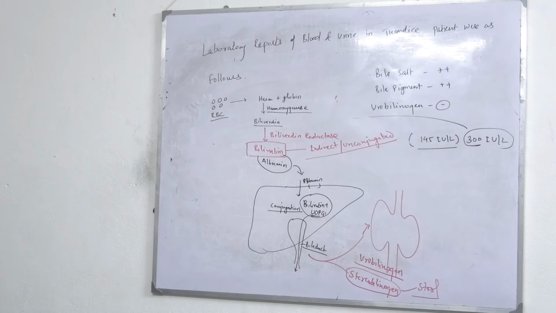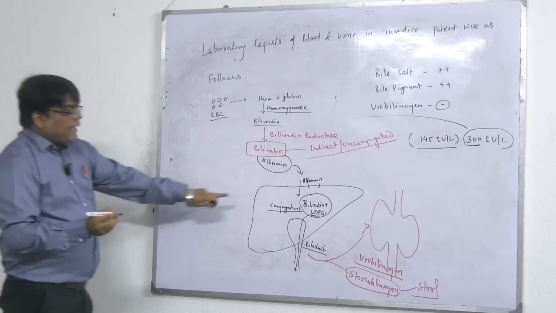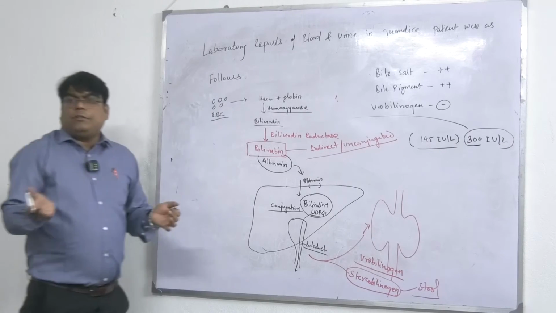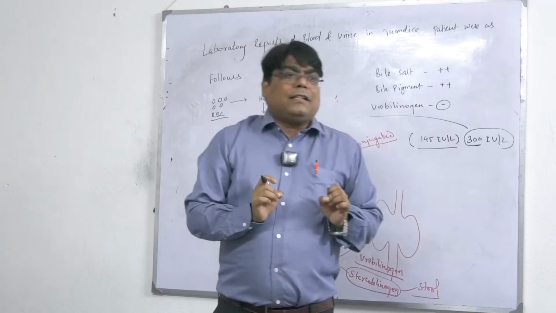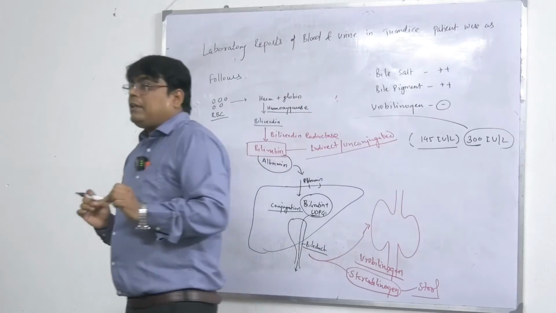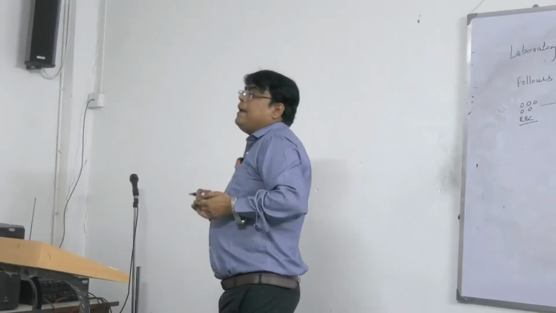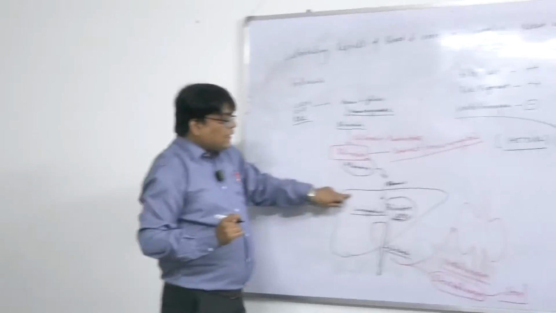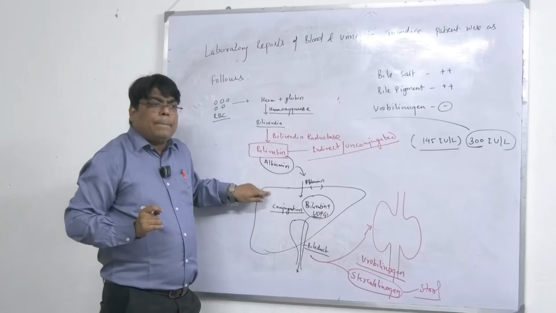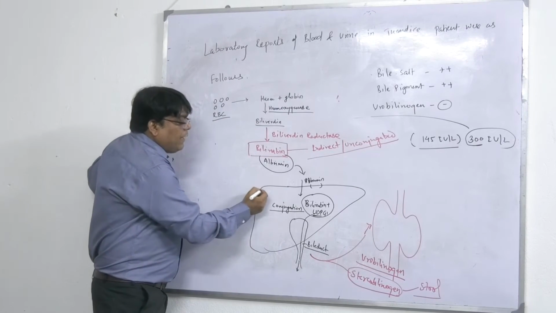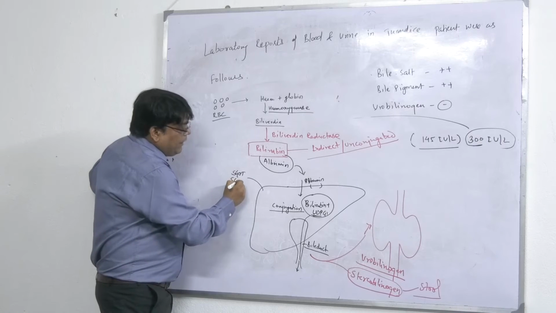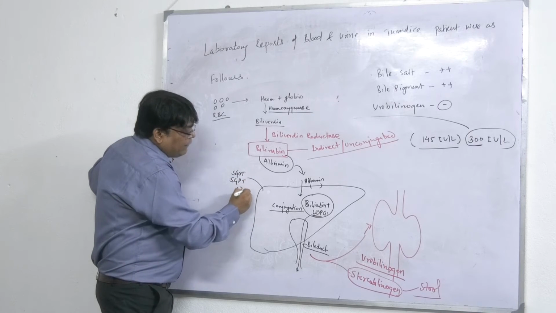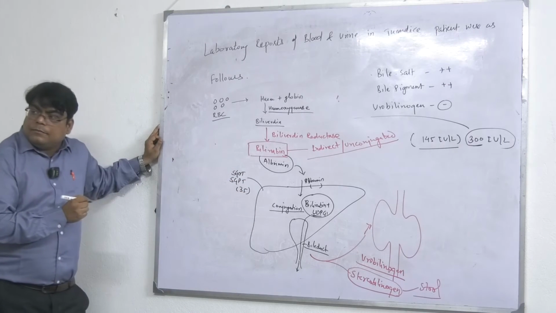Now what is happening here? The SGOT and SGPT. What are SGOT and SGPT? SGOT and SGPT are transaminases. Transaminases are the enzymes present in the hepatocytes. These are the liver, these are the hepatocytes. SGOT and SGPT are normal in this case. SGOT and SGPT are what? It is 35-35. It is normal.